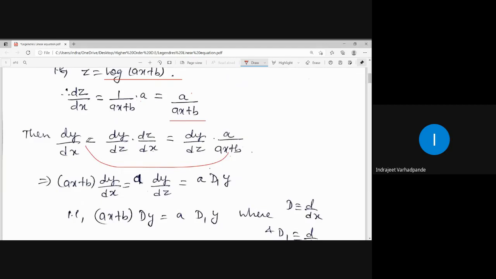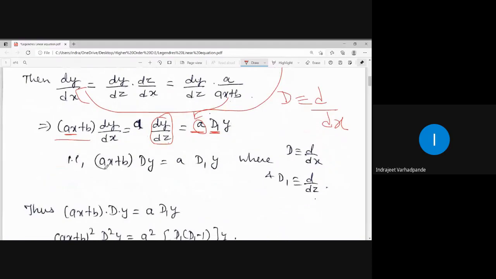So cross multiplying this on the other side, ax plus b into dy by dx is a dy by dz, and I told you that the operator d by dz will be represented by D1. So D represents d by dx and D1 represents d by dz. What is the change from Cauchy's homogeneous linear differential equation over here? It is simply multiplied by a. What is a? a is the coefficient of x. If I write the term as a plus bx, it will be multiplied by b, because here the coefficient of x is b.